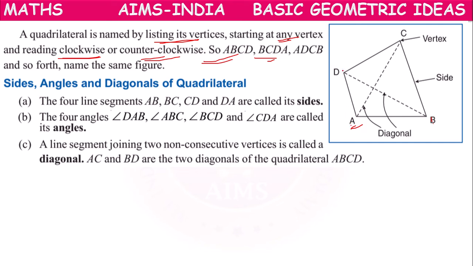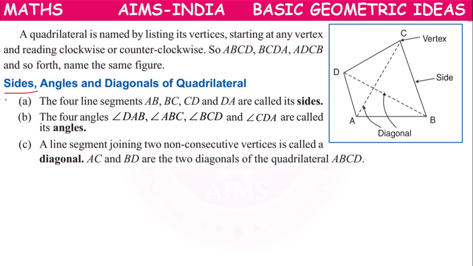ADCB. So with continuous points, we have to name it either clockwise or anticlockwise, either from A or from B or from any point. Like that, we can name the quadrilateral. Though you are naming it ABCD, BCDA, ADCB, and the names are different, they all represent the same figure, the same quadrilateral.